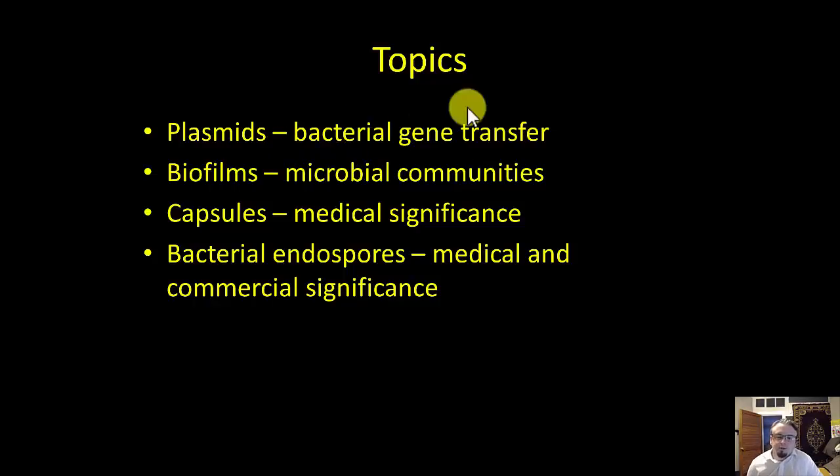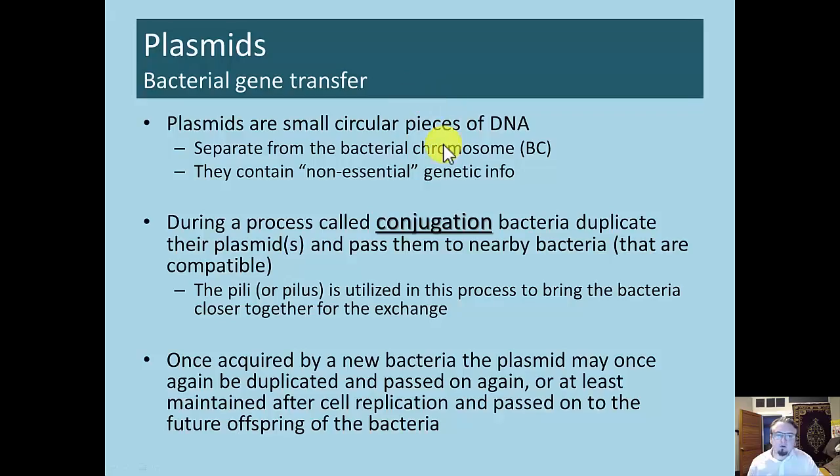So, for example, I'm going to talk about some of the genetic transfer that happens. We're going to talk about how biofilms are formed. We're going to talk about capsules and their medical significance. And in the last part, we're actually going to introduce something different, called bacterial endospores. That's a different group of bacteria that have a unique, really hardy survival feature, and that is something we'll introduce for the first time here. So we're going to build on some of the last topics and then add a little bit new at the end.